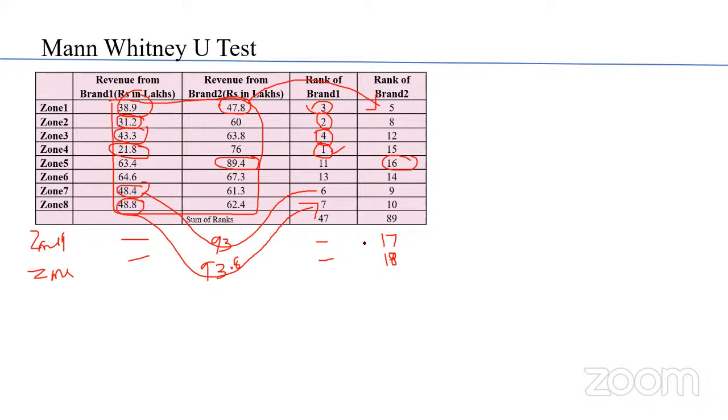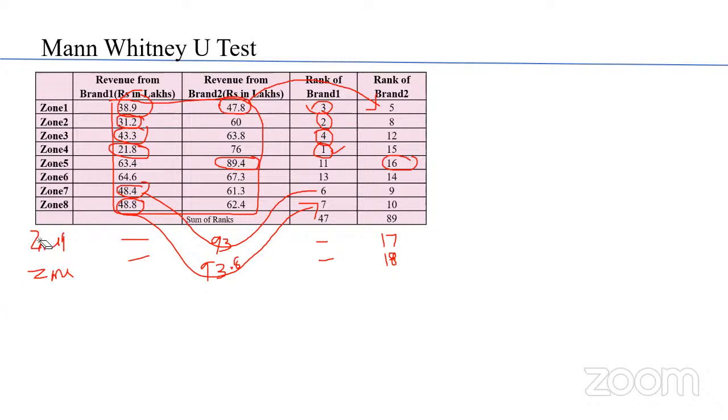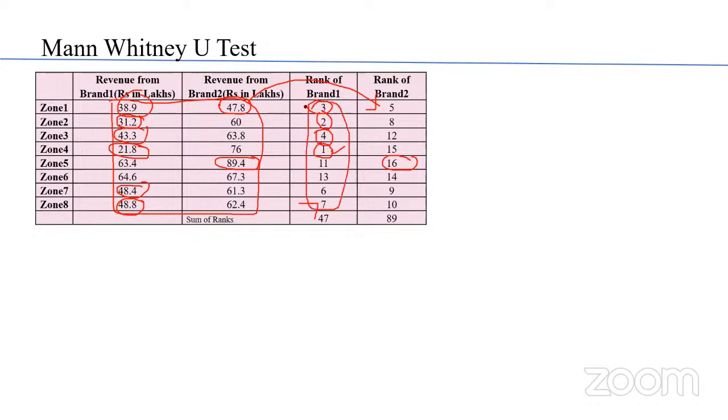Understood. So like that, you can go for unequal sizes also. This is an equal size, but otherwise you will get this sort of thing also. I believe I've shared one problem like this, with different zones. Now, after that, you have to add all these ranks. If you add 3 plus 2 plus 4 plus 1 plus 11 plus 13 plus and so on, and 5 plus 8 and so on, the summation will be equal to 47 and 89.